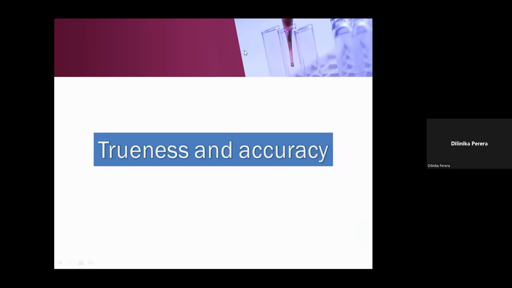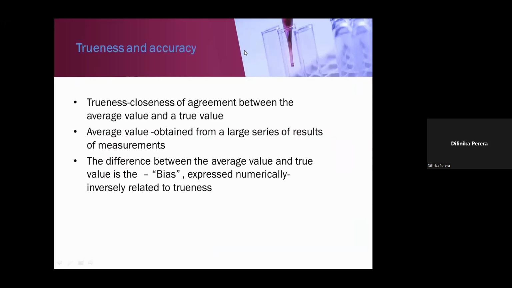And then we are moving to trueness and accuracy. I have already discussed trueness earlier. Trueness is the closeness of agreement between the average value and a true value. This average value is taken from a large series of results of measurements. The difference between the average value and the true value is expressed as the bias, and it is inversely related to the trueness.